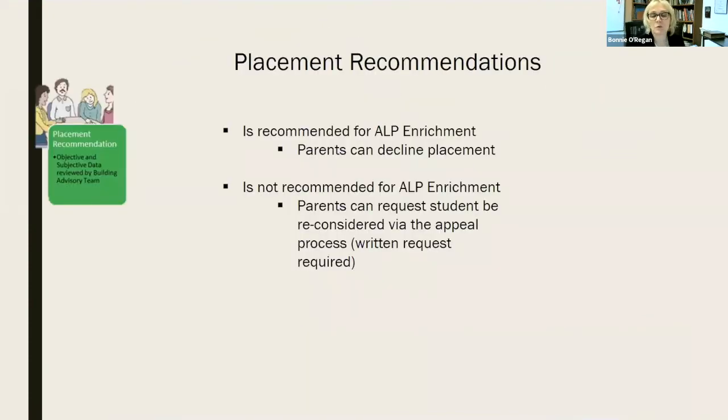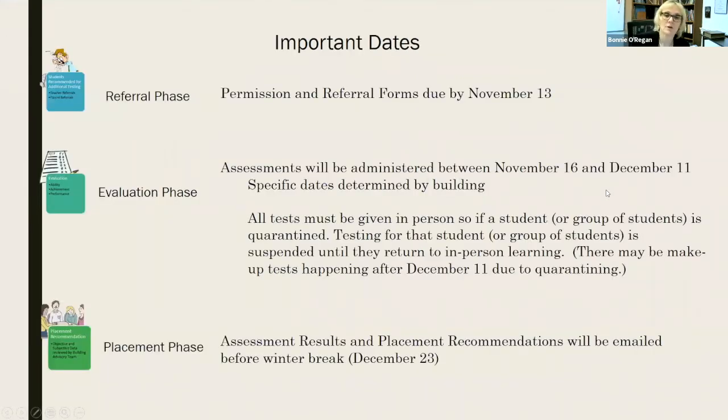So the placements, then we make a placement recommendation, whether or not they're going to be pulled out or not. You can always say, no, thanks. I don't want my child to be pulled out at this point in time. And if they're not recommended for the pullout, you can request to be reconsidered with new information via the appeal process. Now we'll be talking about all of that appeal process and how these scores are interpreted when we get back together at the end of the placement phase.